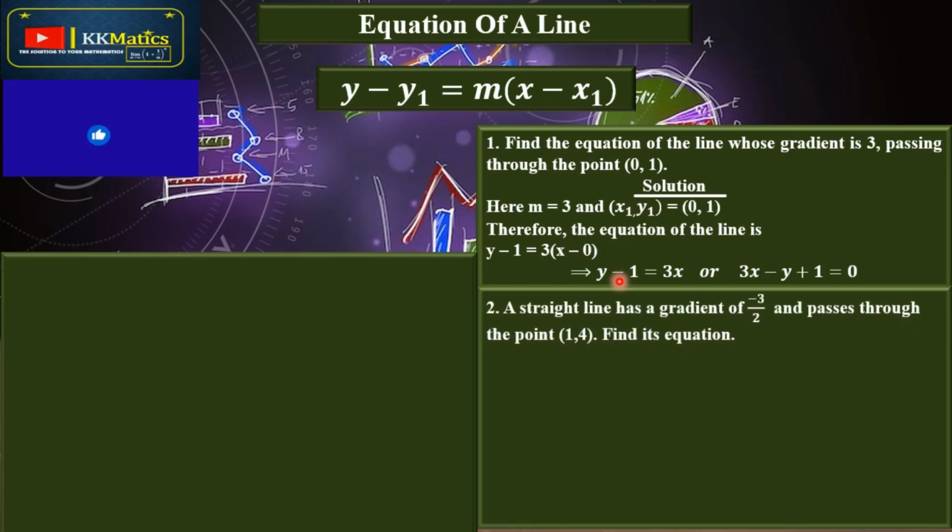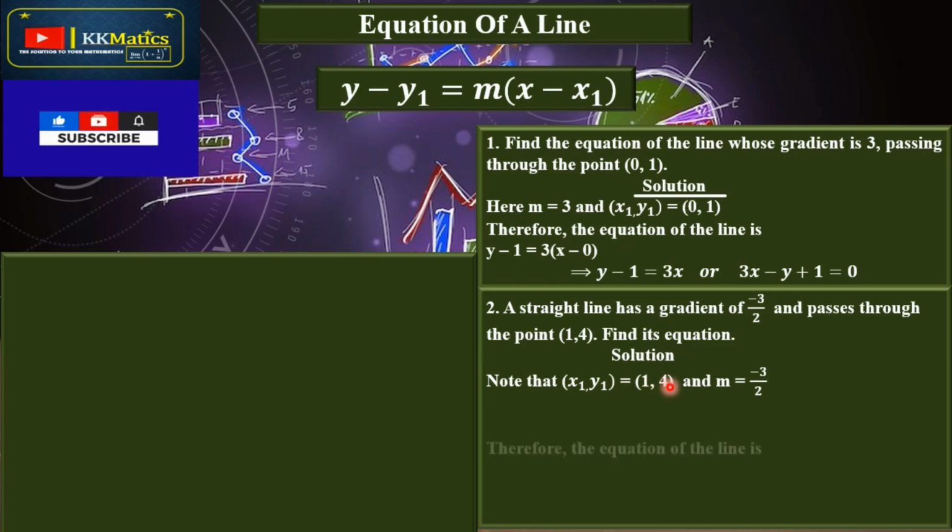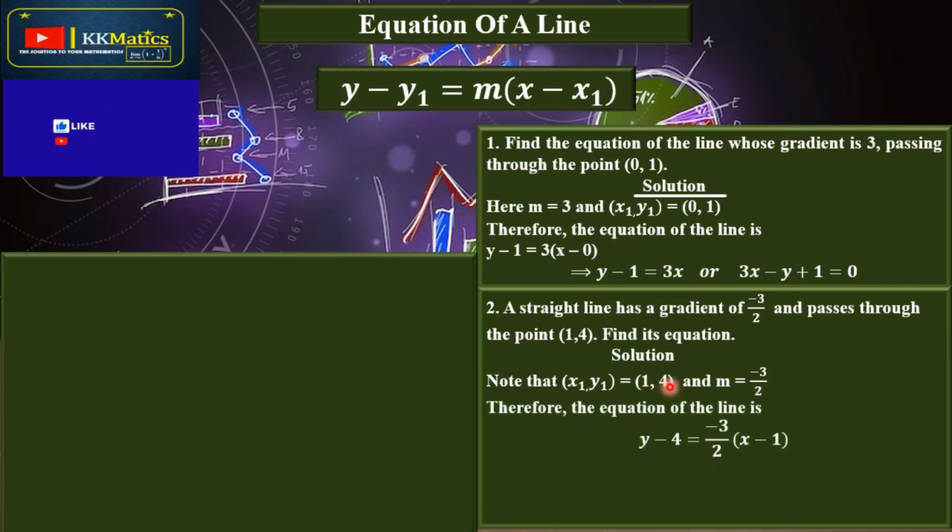Example 2. A straight line has a gradient of minus 3 over 2 and passes through the point (1, 4). Find its equation. Solution. In the question, we were given the gradient to be minus 3 over 2, and that's what we have there. And then we were given the point to be (1, 4). So we know 1 is our x subscript 1, and 4 is our y subscript 1. So with that being said, we can substitute the values into it, and we have y minus 4 equals minus 3 over 2 multiplied by brackets x minus 1.